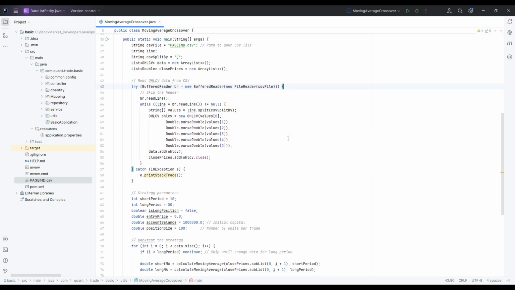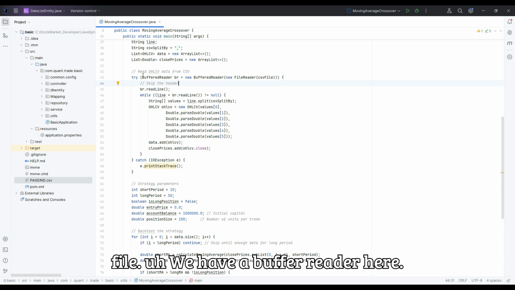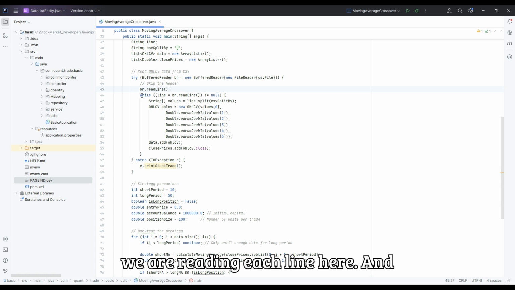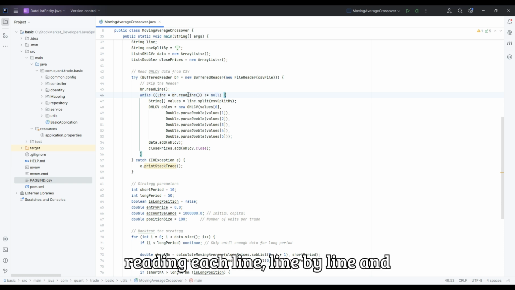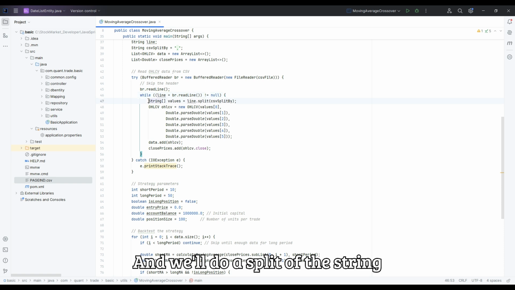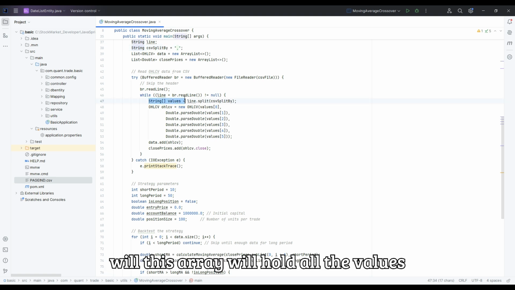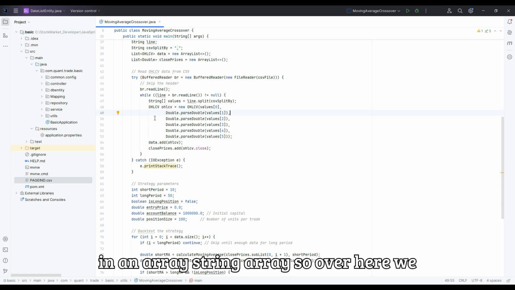Then we try to read each line from the CSV file. We have a buffer reader here. We are reading the complete CSV file, and we have initialized a while block wherein we'll be reading line by line, assigning it to the string variable line, and we'll split the string by the delimiter which is comma, and this array will hold all the values right from the date till the volume, as a string array.